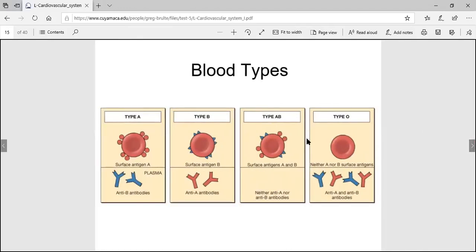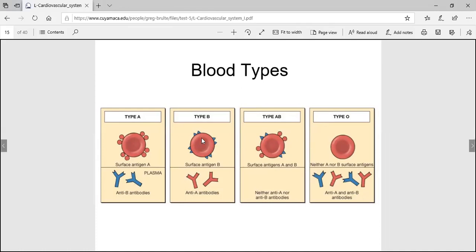All right, blood types. So we talked a little bit about antibodies and antigens before. Normally you'd think of an antigen as something foreign, like a bacteria or a virus or something like that. But you can have self-antigens too. Antigens are usually made of protein. And so let's look at these red blood cells.